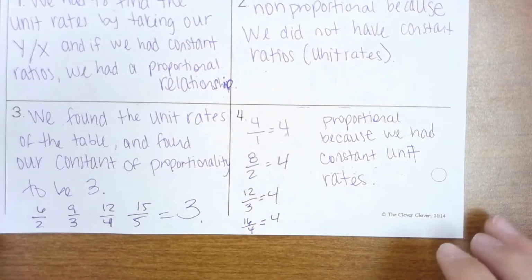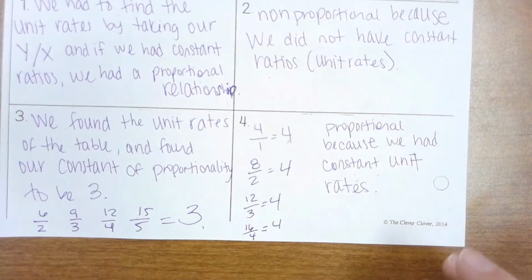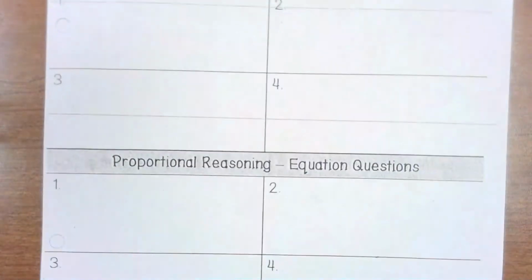All right, so that is proportionality from a graph and a table. So now let's move on to verbal description questions.